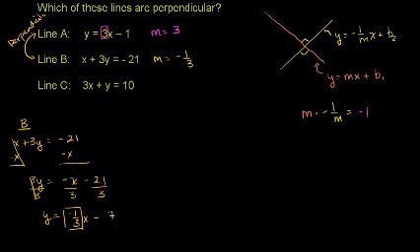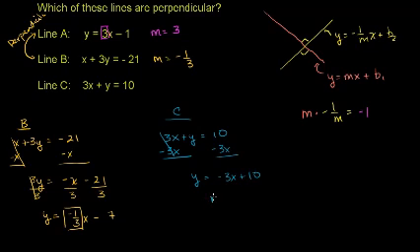Let's see this third line over here. So line C. Line C is 3x plus y is equal to 10. If we subtract 3x from both sides, we get y is equal to negative 3x plus 10. So our slope in this case is negative 3.